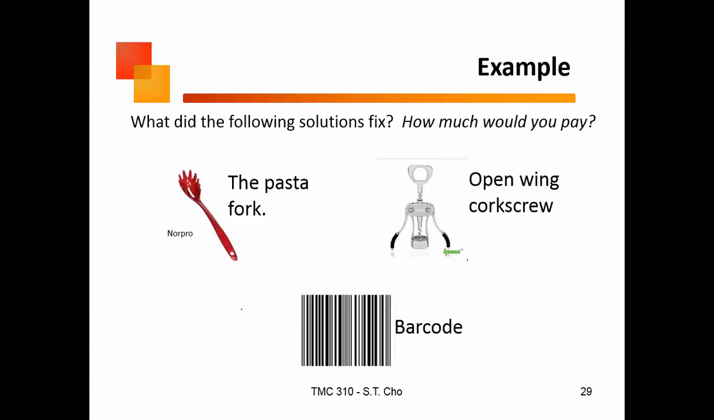On the other hand, all around you, there are lots of solutions. The pasta fork, barcodes, the open wing corkscrew. However, if the open wing corkscrew costs $500, and it really does solve the problem of you messing up your corks and all when you take wine out, it makes it a lot easier. Nobody would buy one of those. Same thing with the pasta fork. And this is where you start to get into pricing. The perceived value of what you're getting economically doesn't make sense. Barcodes, you couldn't put it on everything unless it costs pennies, and that's what it does.